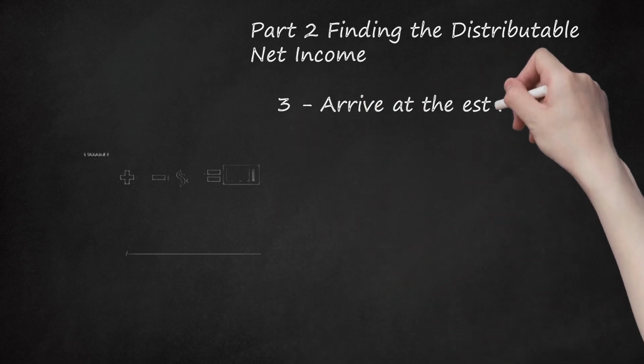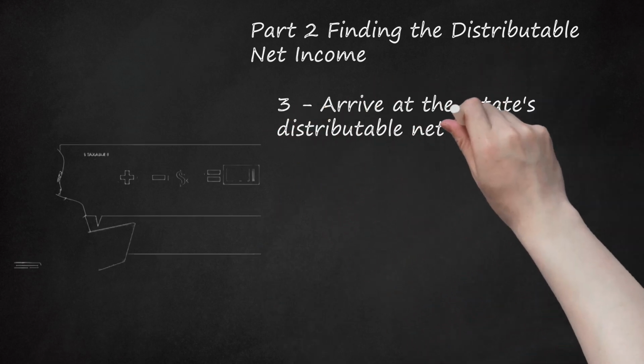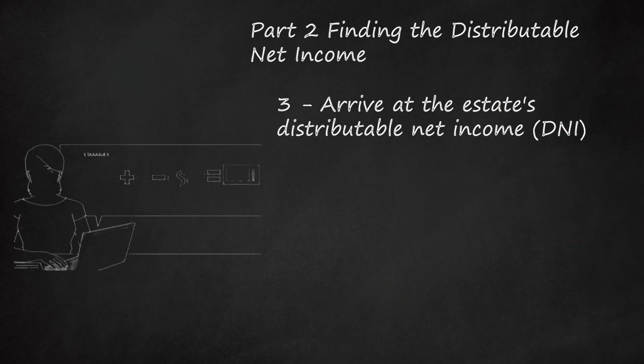3. Arrive at the estate's distributable net income, DNI. The DNI figure determines how much the trust or estate can deduct for distributions, as well as the amount each beneficiary must include as income on their tax return. By starting with the figure for the estate's taxable income and adding or subtracting the appropriate amounts, you should be left with the estate's DNI.